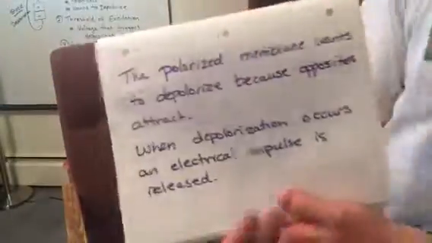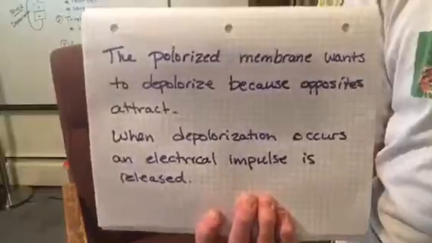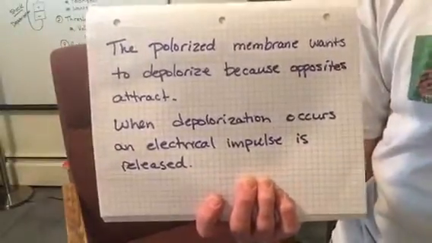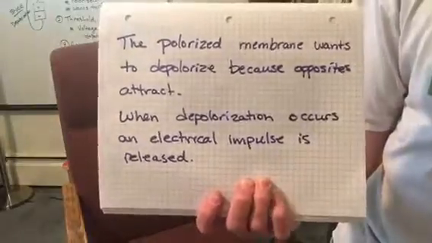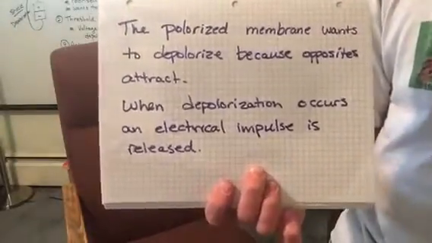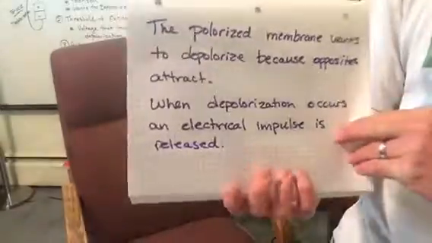And this polarized membrane, it wants to depolarize because opposites attract, plus and minus. And so when this depolarization does occur, an electrical impulse is released.